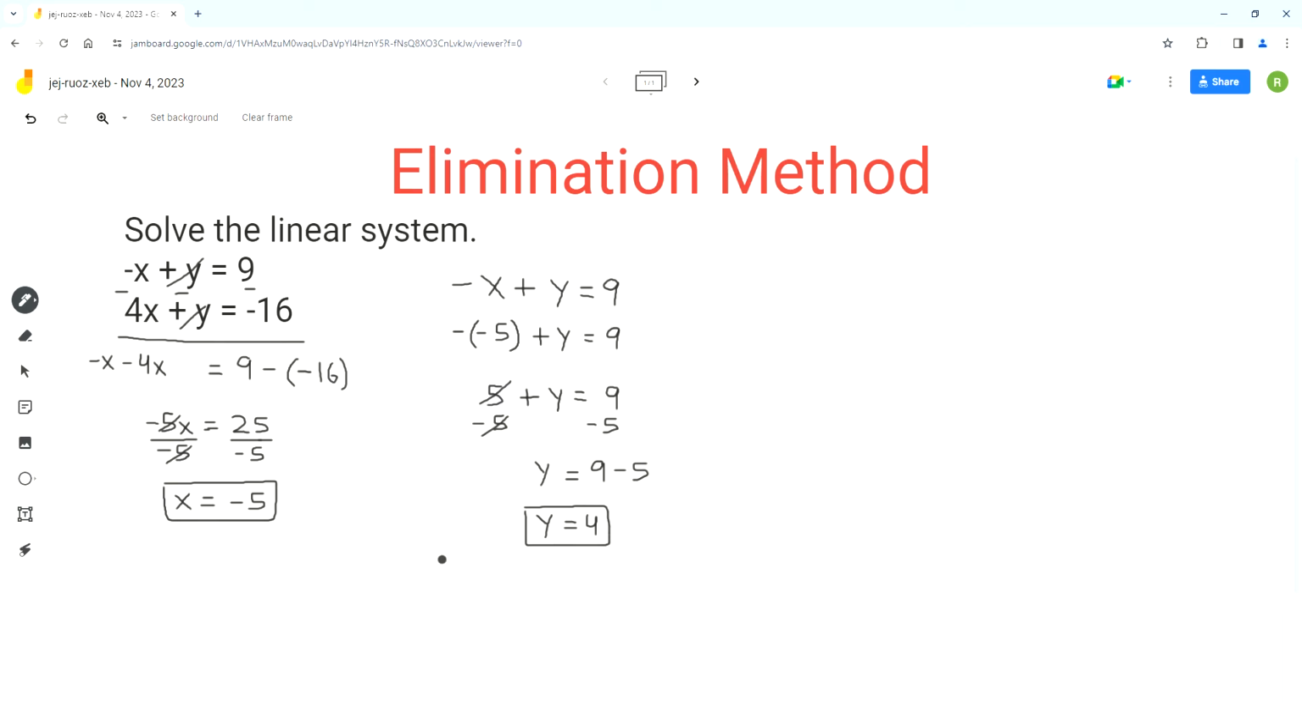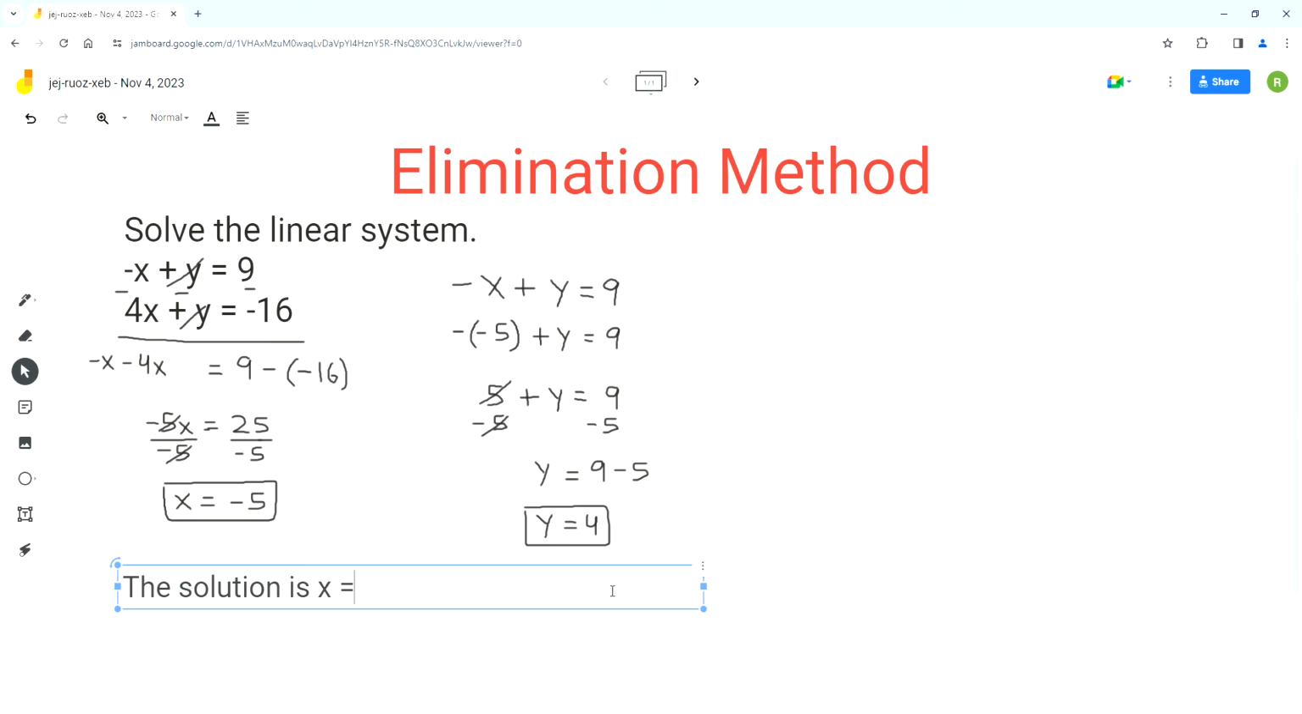So now we can write the closing statement. Now the answer for this linear system can be written either as x and y values or as an ordered pair. So the solution is x equals -5 and y equals 4, or we can write the solution as an ordered pair or as a point, or we can write -5, 4.